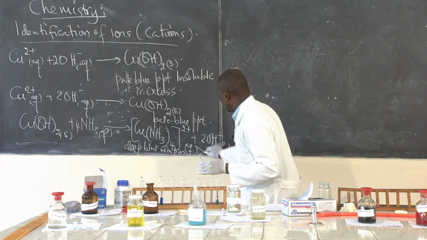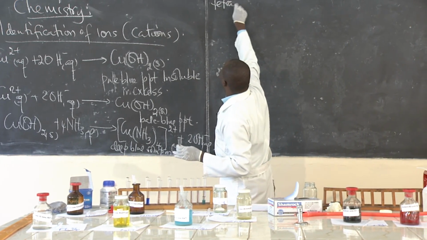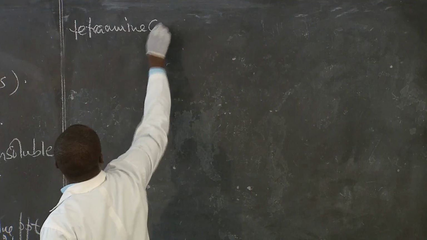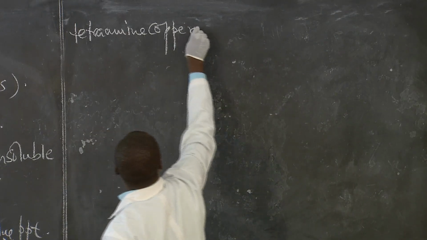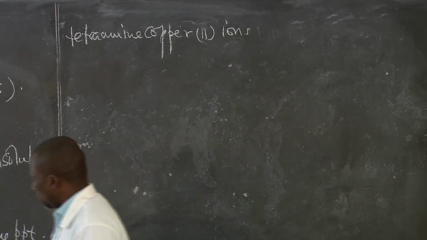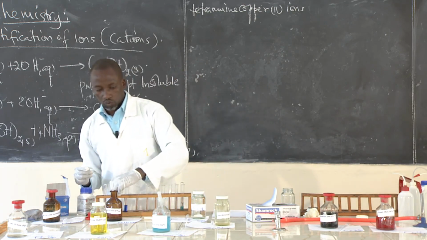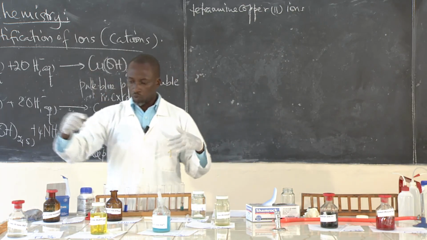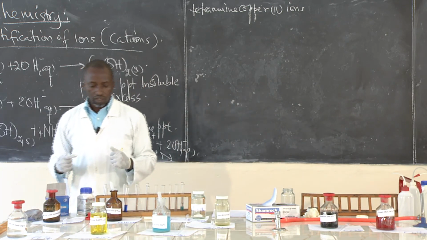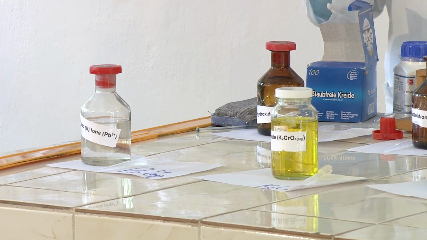So this one is called tetraammine copper 2 ions. This is the name of this compound. So we can proceed to another one. Maybe we can go to lead and see what happens with the lead. The same thing. So we have to add ammonia.